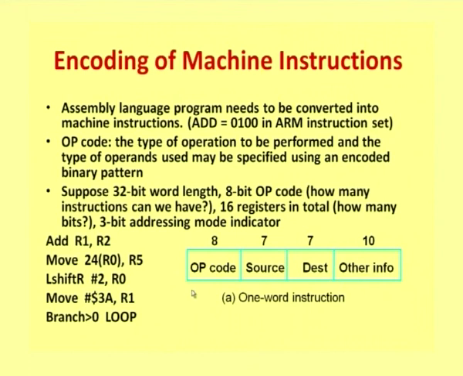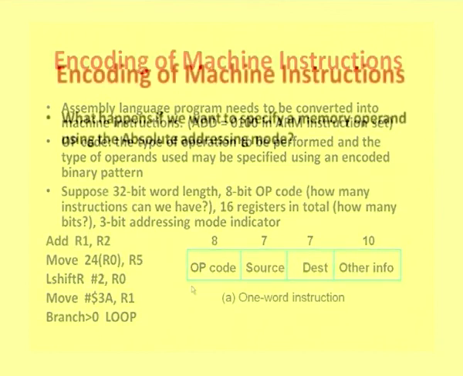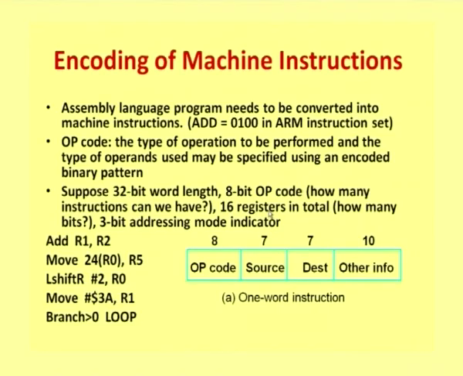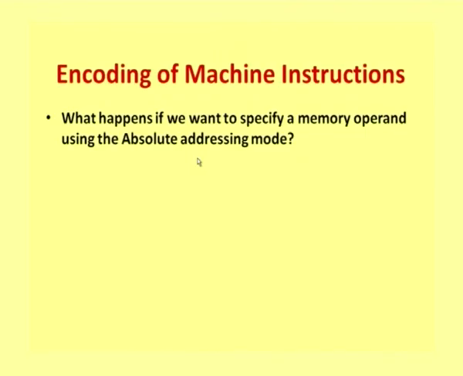Okay. Now, when you have other factors to be considered, let us look at what we actually need to think about. Let us say for instance, what happens if I want to specify a memory operand using the absolute addressing mode. In the previous example, we had assumed that the operands are in registers, which is why we said 4 plus 3, 7 bits are sufficient to specify the source and destination operand. But what if these source and destination operands were actually specified using absolute addressing mode? Therefore, we need to specify a complete memory operand using this absolute addressing mode.